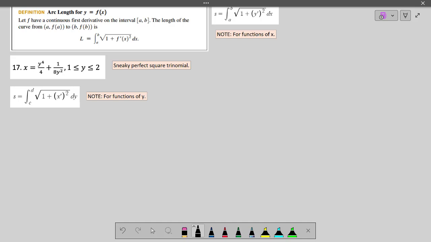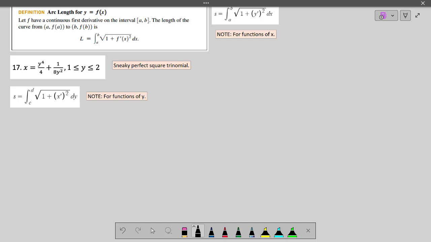The first thing is this one is given to us as a function of y. So it's presented as an x value instead of presented as a y value. If we have a function of y, we're going to integrate with respect to y instead of integrating with respect to x. So with arc length, if we're given a function of x, we're going to integrate with respect to x. If we're given a function of y, we're going to integrate with respect to y.